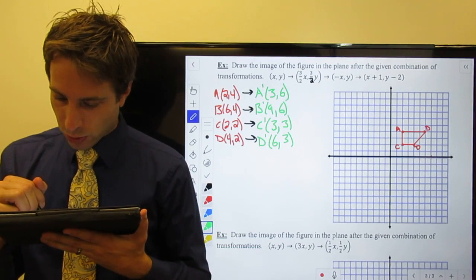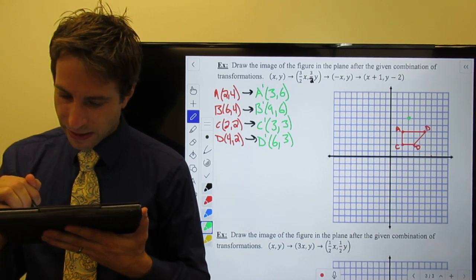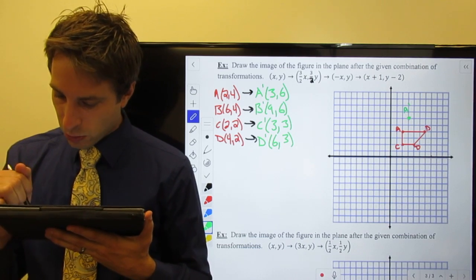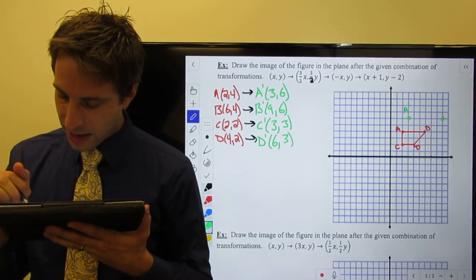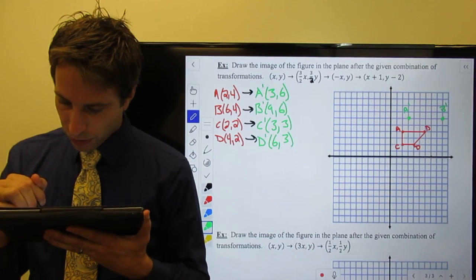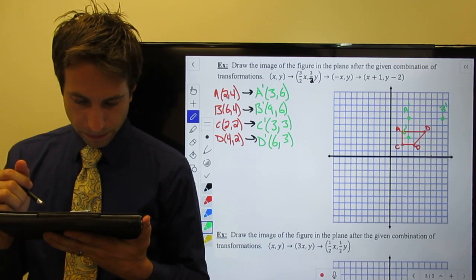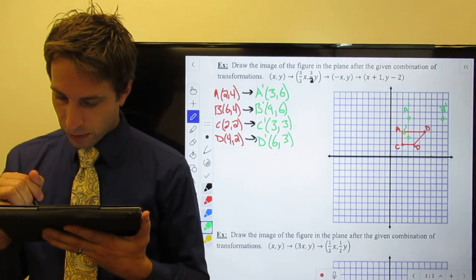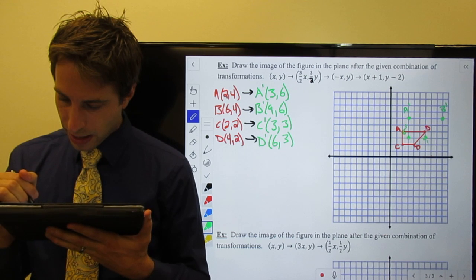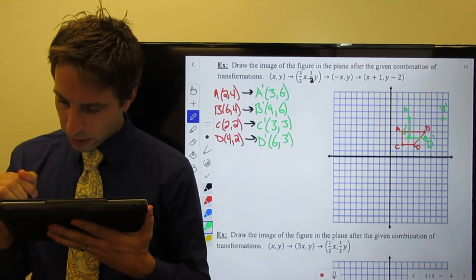All right, let's plot these points. 1, 2, 3, 4, 5, 6. Right there, that's A prime. B prime, 9, 6. That's right there. That'll be B prime. 3, 3. Put C prime right there. D prime. 6, 3. 3, 4, 5, 6. Right there. D prime.